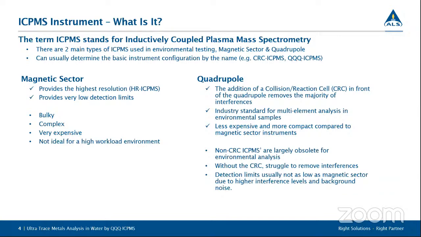However, there are a fair bit of trade-offs with magnetic sector ICPMS that may not be offset by the benefits of the increased sensitivity. First, due to the size of the magnet and the need for multiple vacuum chambers and pumps, the whole instrument is roughly the size of 2 household fridges, so it takes up quite a lot of space in the lab.